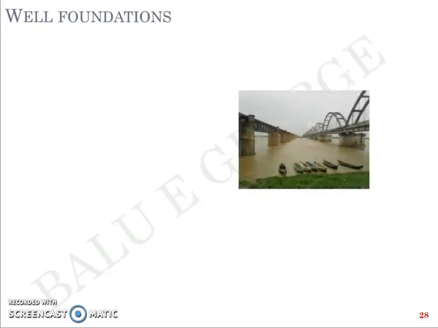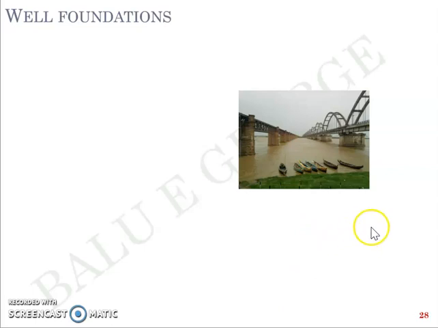Good morning all. In this video and a few other videos subsequently, we'll have a short discussion on well foundations. Now, well foundation is a deep foundation. Nonetheless, it's a foundation which is used to transfer the load from the superstructure to the soil. Well foundations are quite common for bridges.